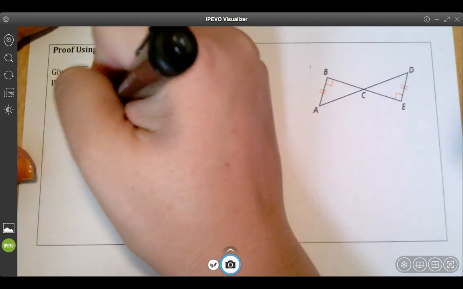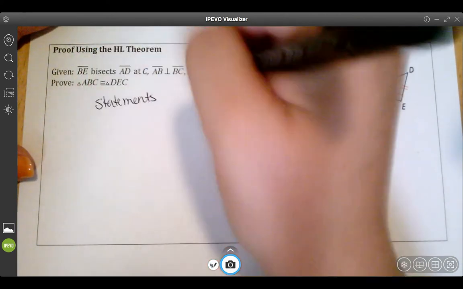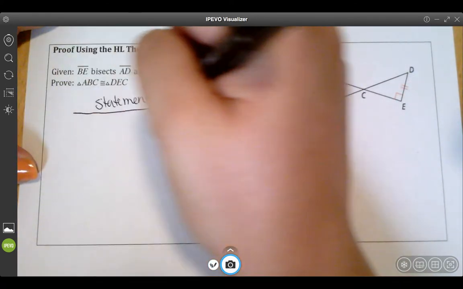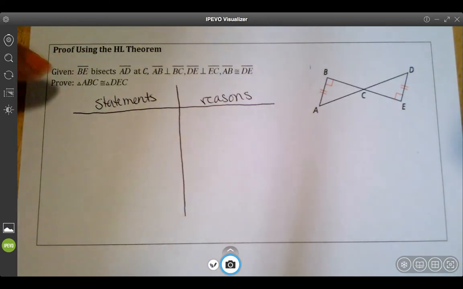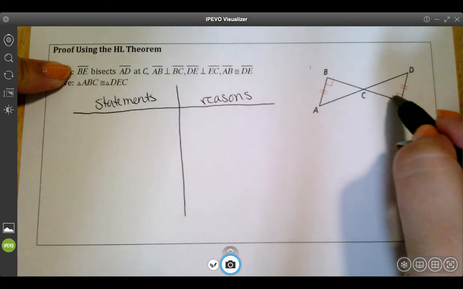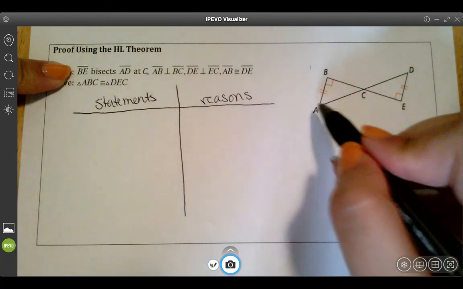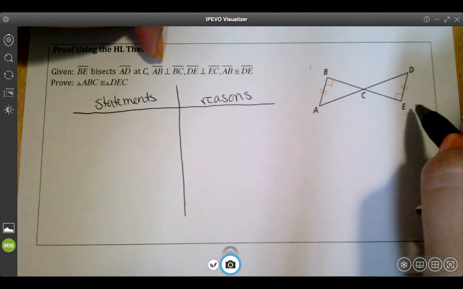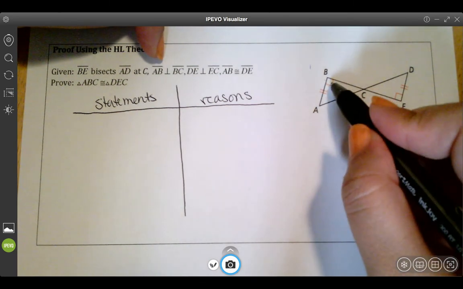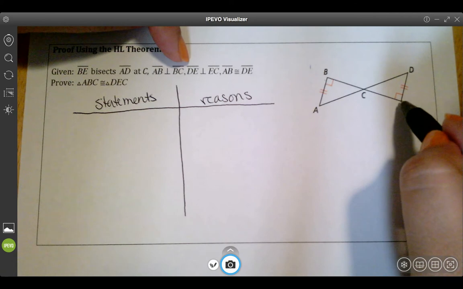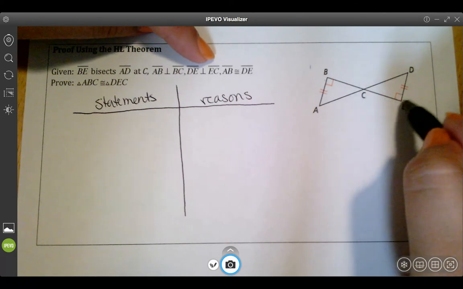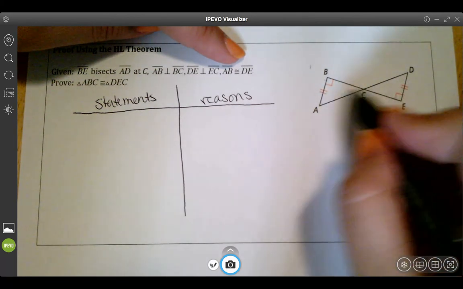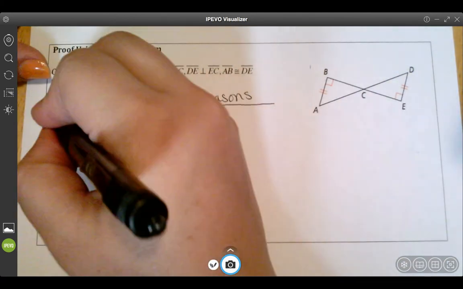We need a statements and reasons column to make our 2-column proof. We know that BE bisects AD. That means AD is the one that's cut in half. AB is perpendicular to BC. That gives us a right angle here. DE perpendicular to EC gives us the second right angle here. AB congruent to DE. That gives us those congruence marks. So my diagram is already marked.